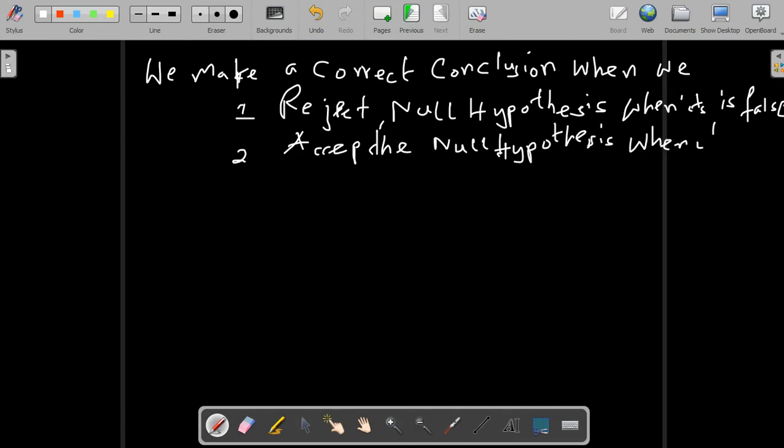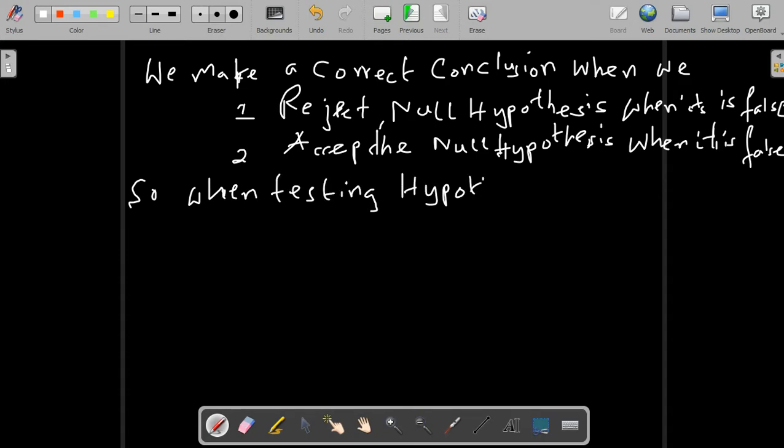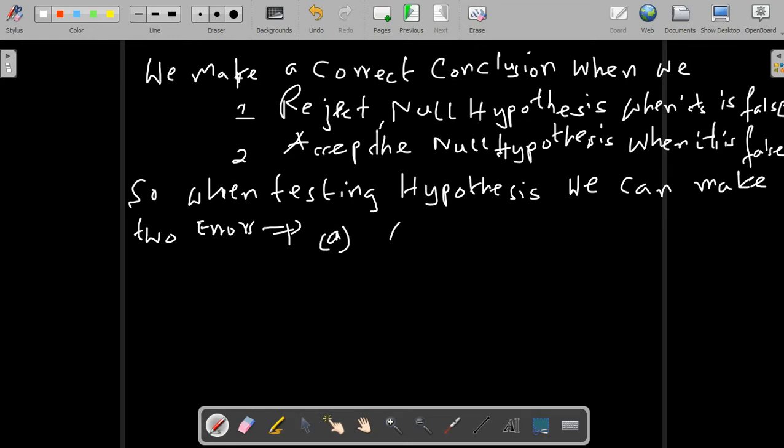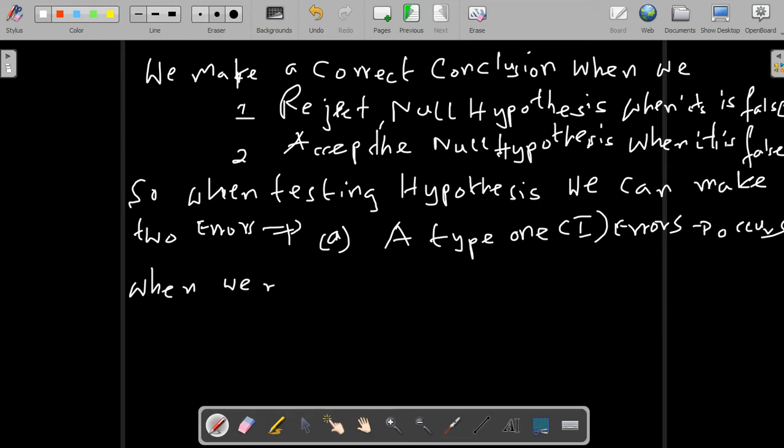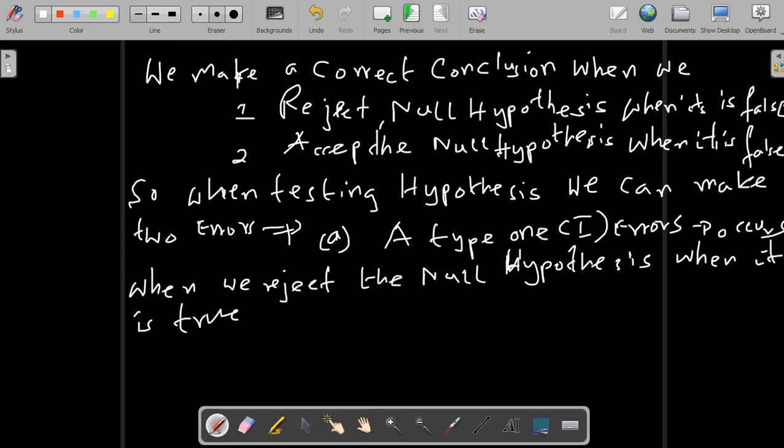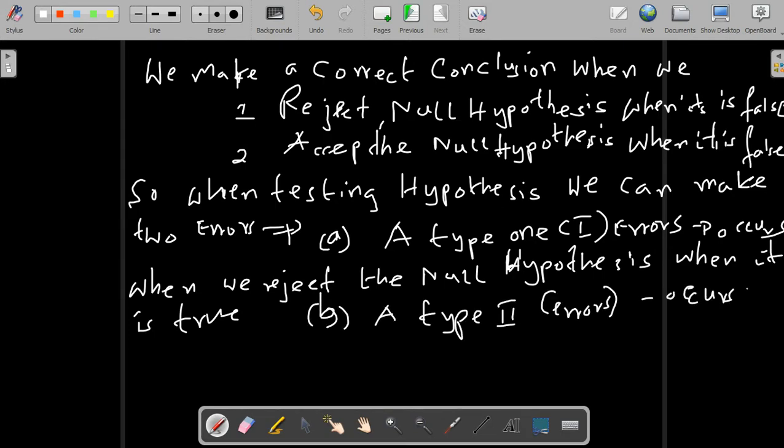When testing hypotheses, two errors can happen. We have the type 1 error, which occurs when we reject the null hypothesis when it is true. But we also have a type 2 error, which occurs when we accept the null hypothesis when it is false.